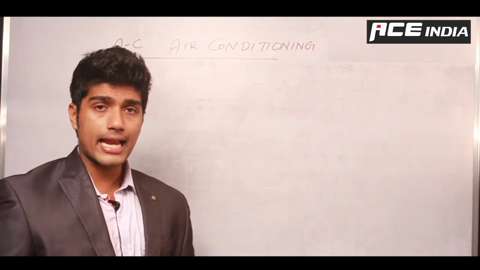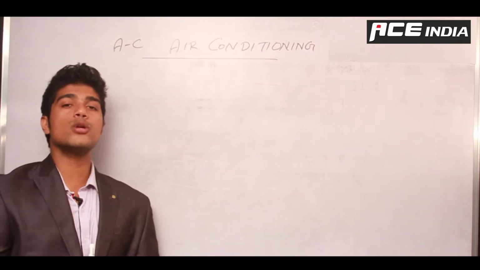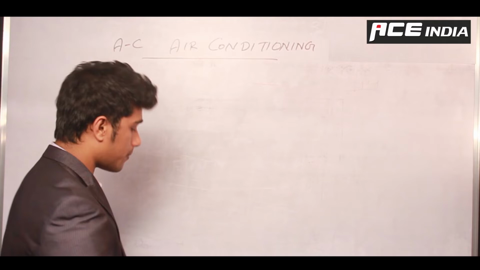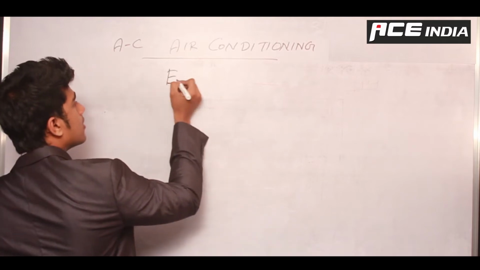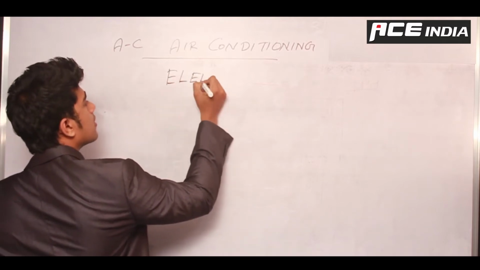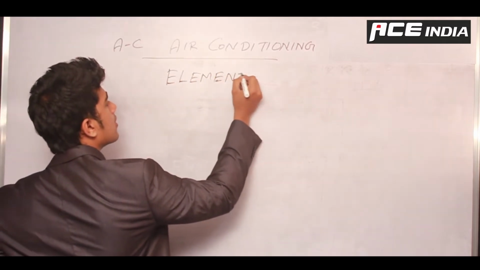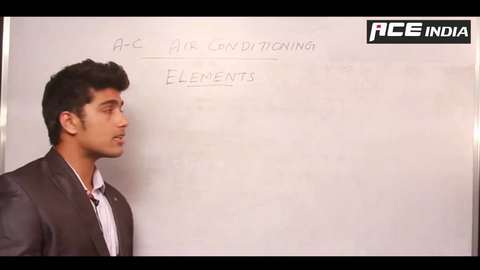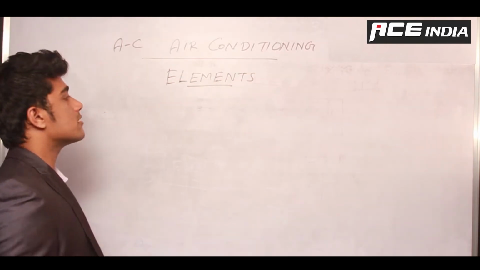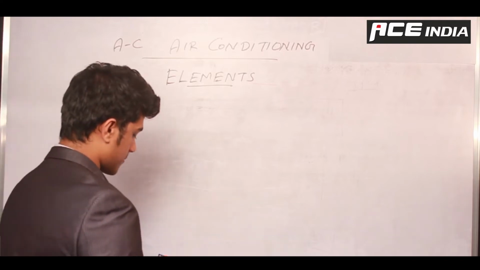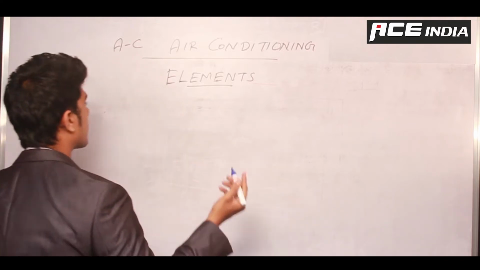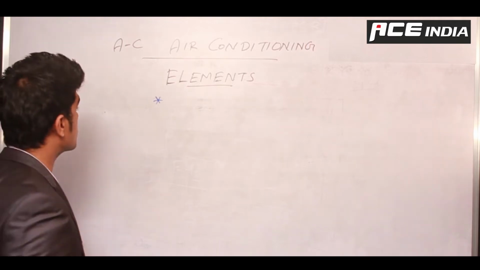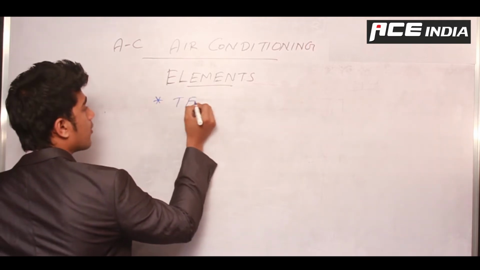So if I want to condition air inside a room, I need to understand what the elements are that I need to be conditioning, right? So we'll learn about the elements of air conditioning systems. The first element that we have in a properly air conditioned system is temperature control.